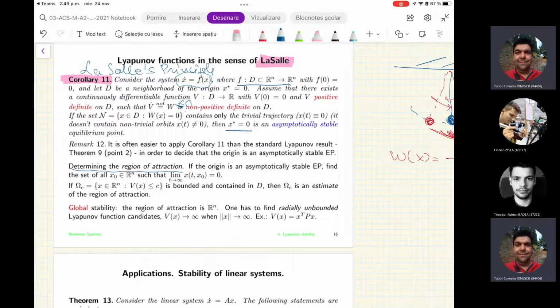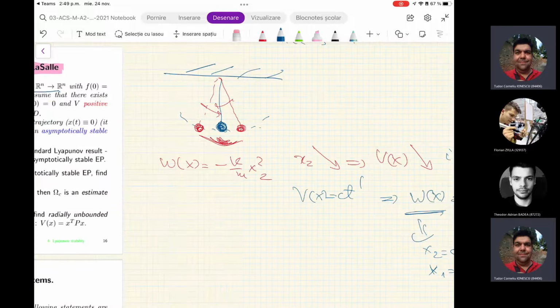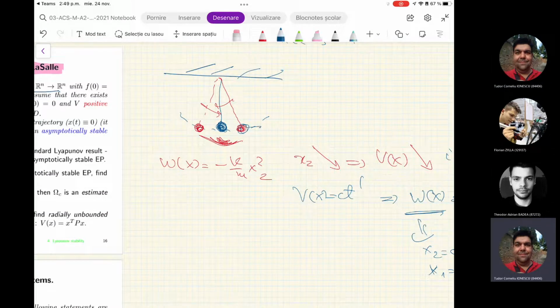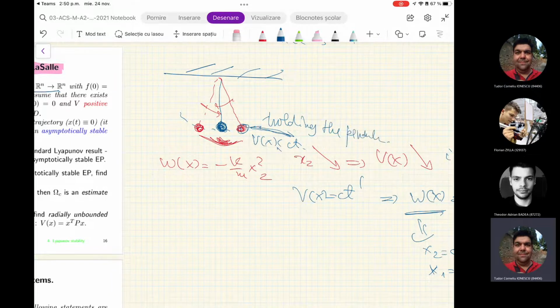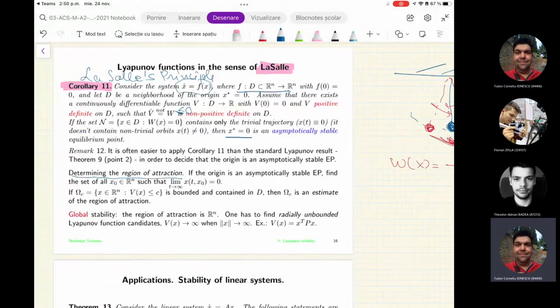Because we start from a specific point. Imagine you're holding your hand on this guy. So you start here with V(x) smaller than some constant. This is the constant because you are holding the pendulum. And we can determine that this set is bounded and contained in D. Then Omega c is an estimate, of course, because you don't know the constant exactly, of the region of attraction.